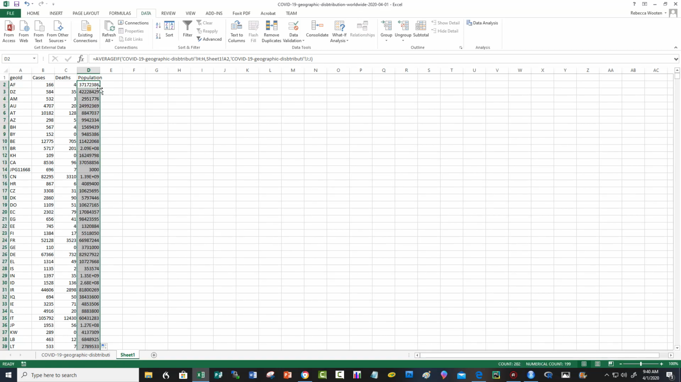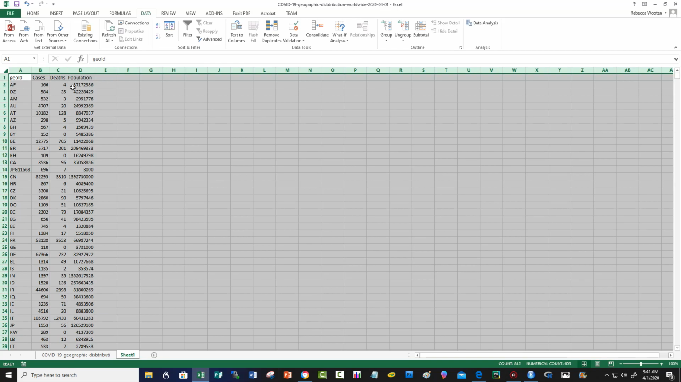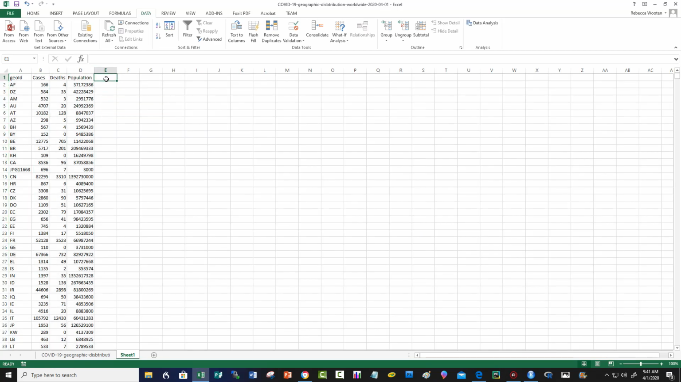And now we have a profound amount of information. There's actually more information that can be computed. We have the incident rate, because to say 166 people have the condition and 584 have the condition, that's really relative to the size of the population. So let's go ahead and do incident rate. How many people in a country got affected out of the total population?